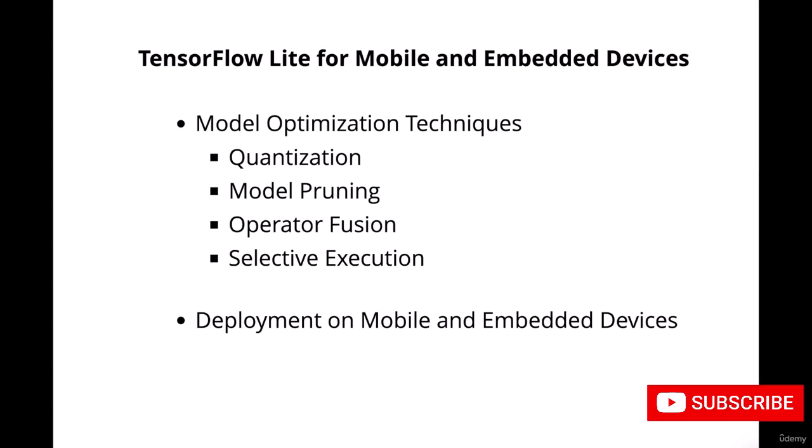The next one is model pruning, removing redundant or less important weights from the model to reduce model size without significantly affecting the accuracy. Next is operator fusion, fusing multiple operations into a single operation to reduce memory access and improve performance. Next one is selective execution, which optimizes the execution of TensorFlow Lite operators based on device capabilities and hardware accelerators.